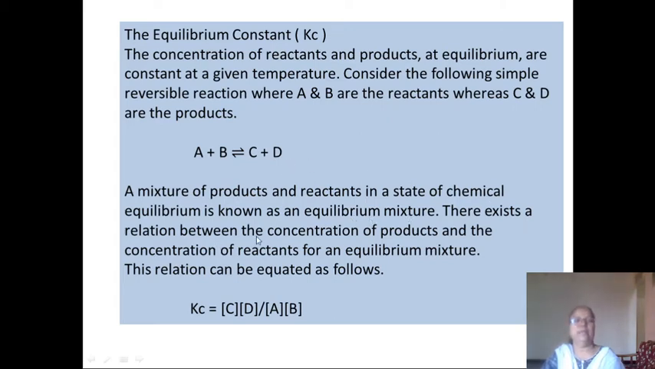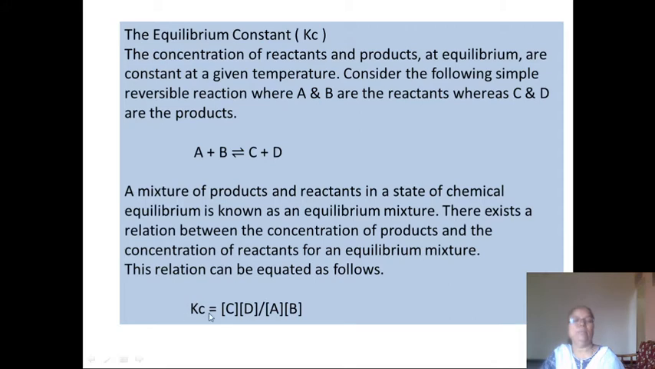There exists a relation between the concentration of products and the concentration of reactants for an equilibrium mixture. This relation can be represented as follows. Here Kc is equal to active mass. This square bracket is called active mass or concentration. Okay, then Kc is equal to the concentration of product C into the concentration of product D divided by the concentration of reactant A into the concentration of reactant B.